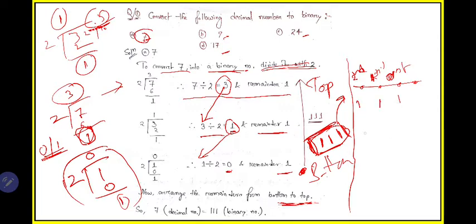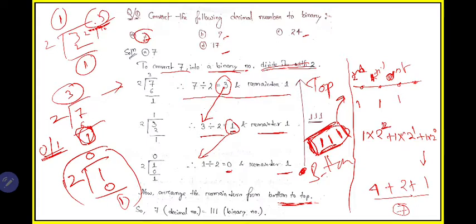For this you can write 1 into 2 to the power 2 plus 1 into 2 to the power 1 plus 1 into 2 to the power 0. So this will become 1 into 4, which is 4, plus 2 is 6, 6 plus 1 is 7. So yes, our answer 111 means 7. So our answer is correct.